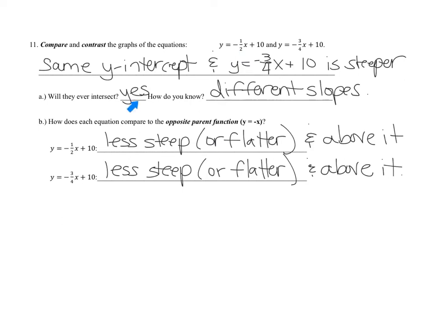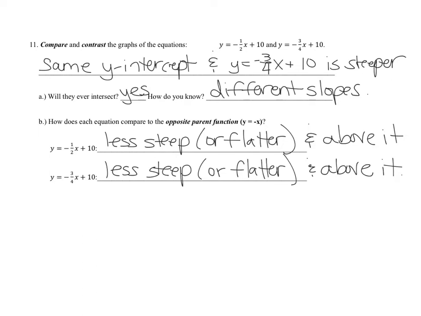All right, so yes, they're definitely going to intersect. And the reason we know that they're going to intersect is because they have different slopes. If you even wanted to be more specific, where are they going to intersect? Well, in this case, they're going to intersect at the y-intercept. You won't always be able to tell that from the equation, but just know if they have different slopes, they're definitely going to intersect somewhere. The only way they're not going to intersect is if they have the same slope, because they're then parallel.